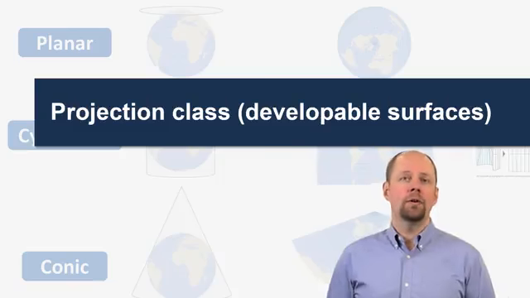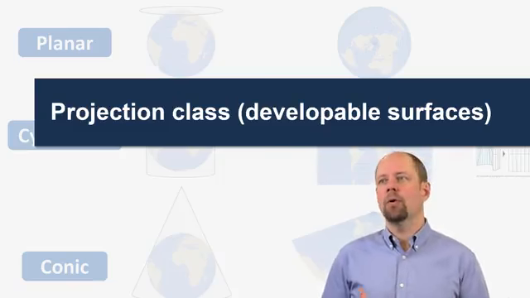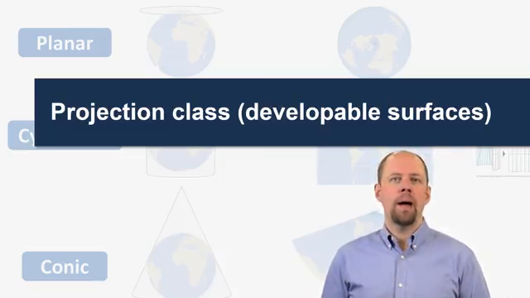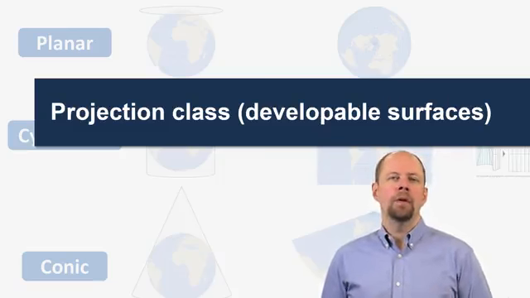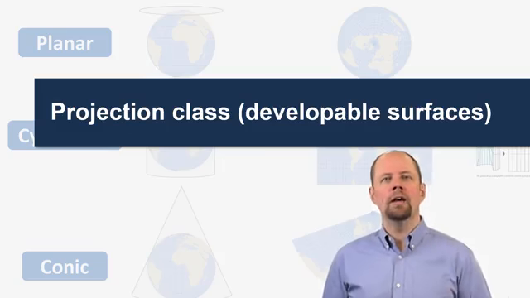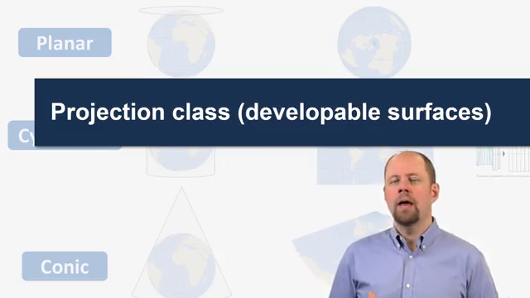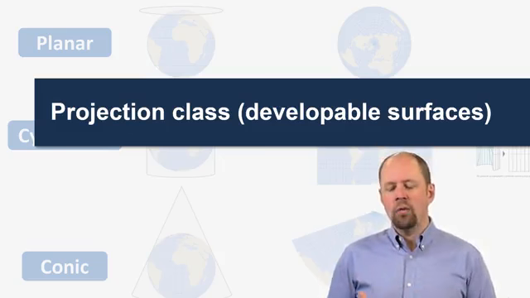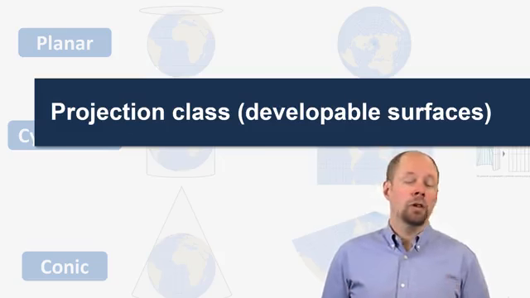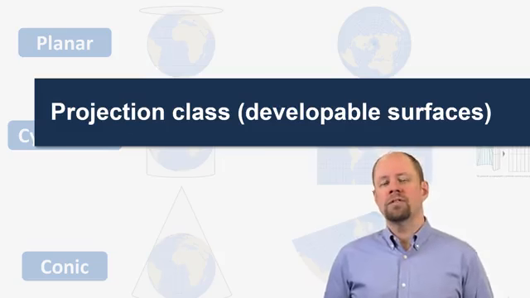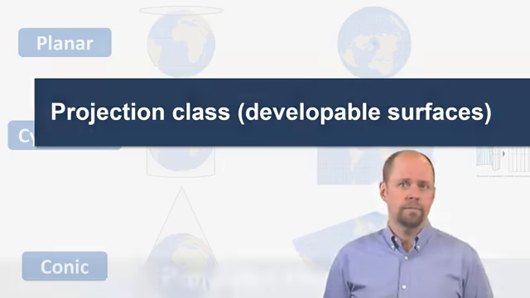There are different ways to classify or describe or put into categories different map projections, which can be helpful to imagine how they were created or what properties they may have. There are different methods of doing this, and one way is based on the projection class, which refers to this thing called a developable surface.